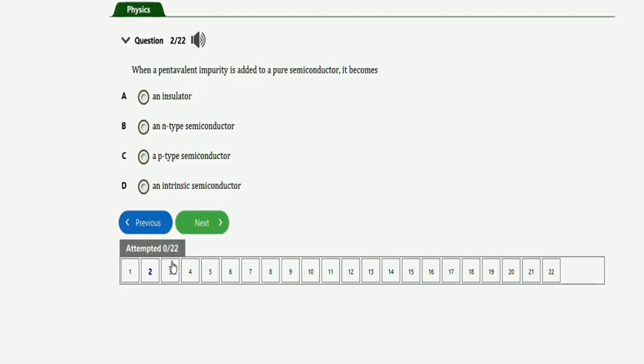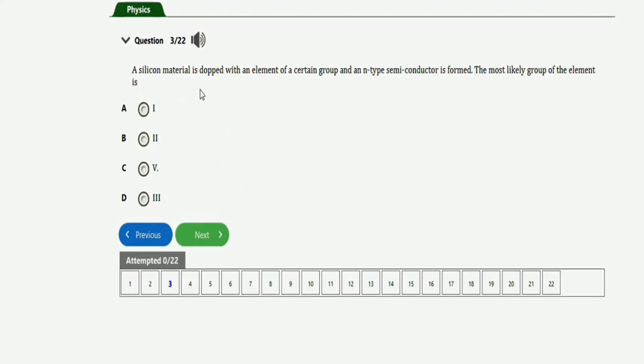Next question will be this one. It says a silicon material is doped with an element of a certain group and an N-type semiconductor is formed. The most likely group of the element is, so guys, the right option to this question will be option C, which is group 5. Okay, pentavalent. So that's it for this question.